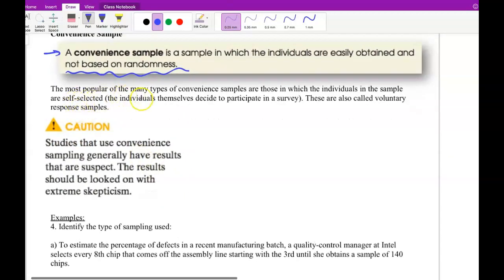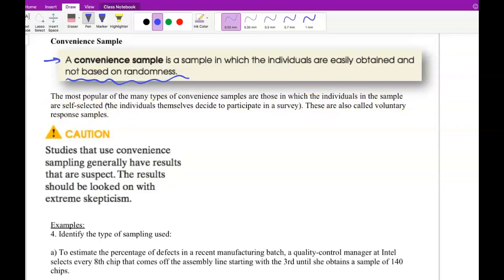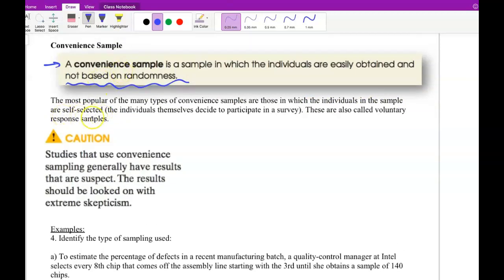The most popular of the many types of convenience samples are those in which the individuals in the sample are self-selected. The individuals themselves decide to participate in the survey, so we're not actually choosing them. That's why it's not based on randomness. These are also called voluntary response samples. Just keep in mind that they are self-selected.